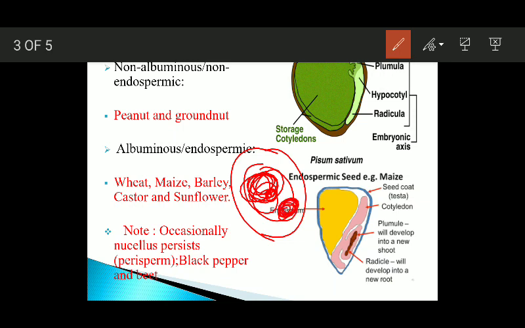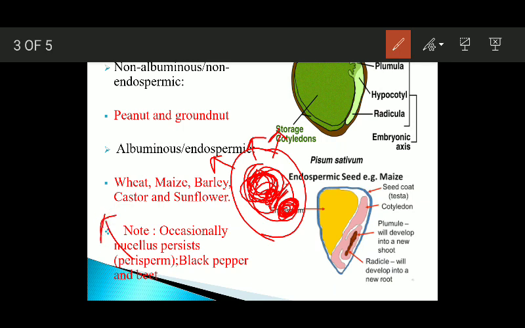And when the endosperm expands, this diploid tissue gets consumed, it finishes. But in some cases it has been found that the diploid nucellus tissue of the ovule persists till maturity of the seed, and this tissue is known as perisperm. This is known as perisperm and it has a nutritive role.